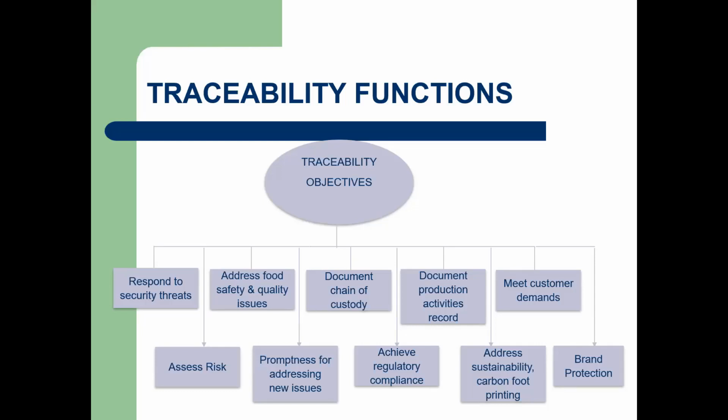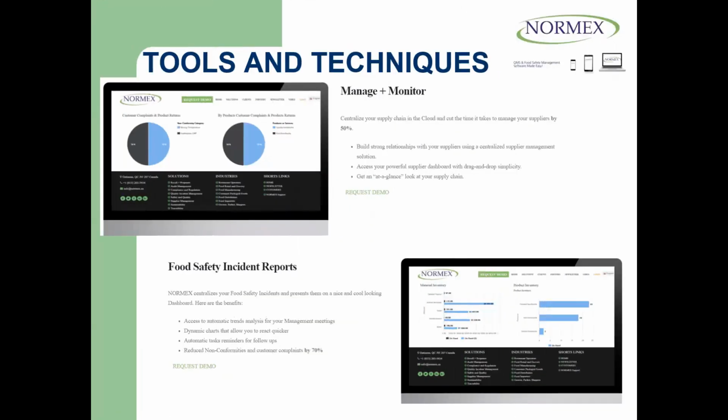Then it assesses risks. There's promptness for addressing new issues. Definitely it would achieve regulatory compliance, and brand protection is another one. It can also address sustainability and carbon footprinting. This one's a little iffy right now. You can use traceability for some carbon footprinting, but it's an indirect advantage that you can use it for.